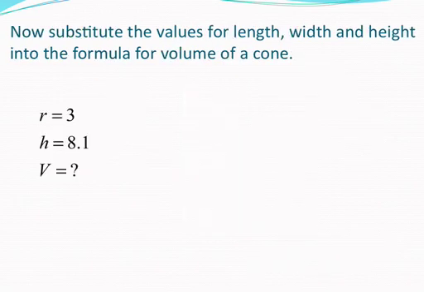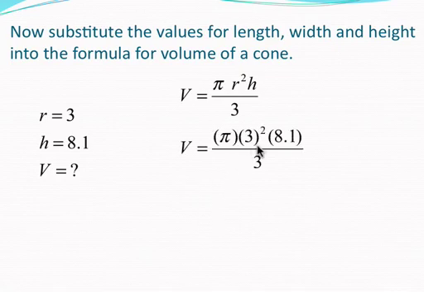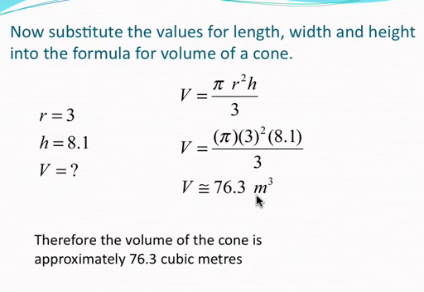So now, using our formula for the volume of a cone, we're going to sub in. The volume of a cone is pi r squared h divided by 3, or 1/3 pi r squared h. And so when we sub in, we're going to sub in 3 for r and 8.1 for the height. And so when we evaluate this, it comes out to be 76.3 meters cubed. So therefore, the volume of the cone is approximately 76.3 cubic meters.